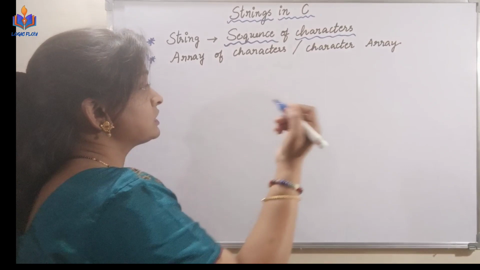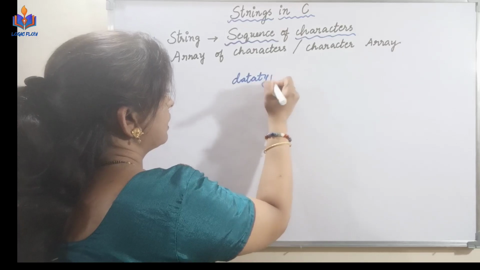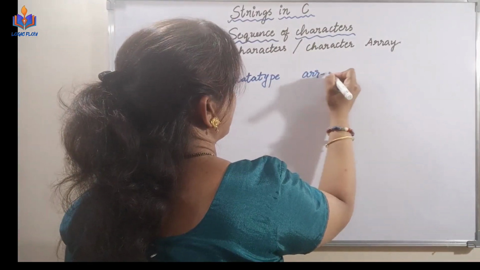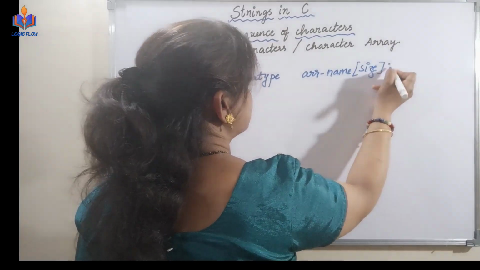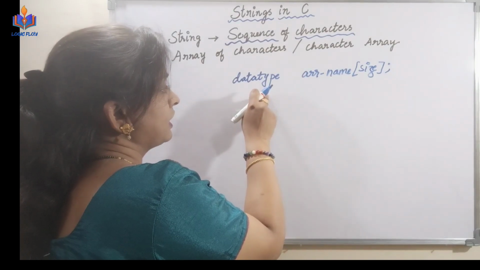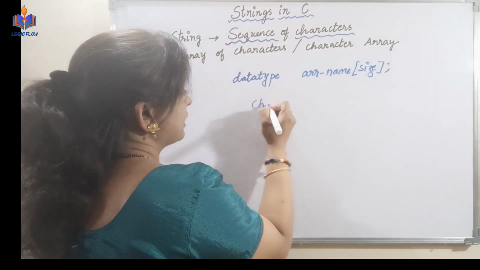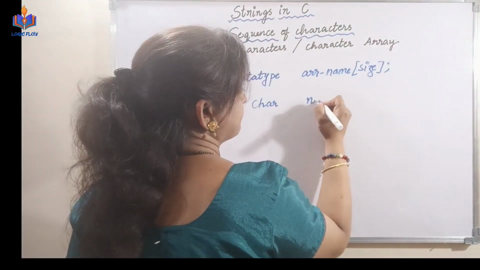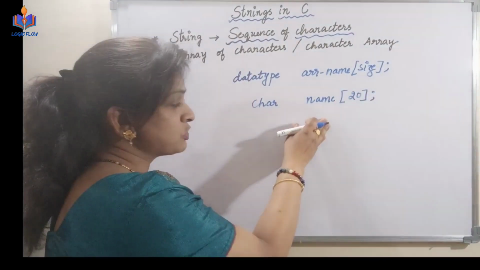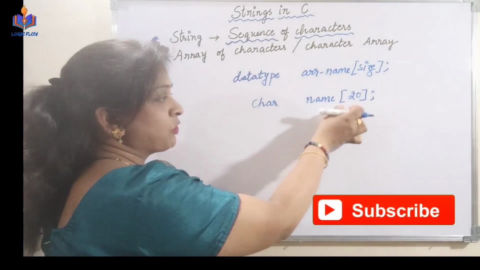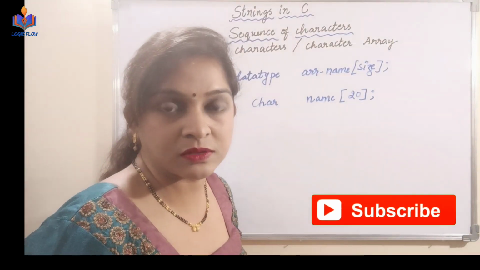For example, if I want to have an array, I need to mention the data type, then I need to mention the array name and its size. So if I say this data type as character, then it becomes a character array. Say for example, I'll say char, array name, name, of size, say 20. It means I have an array of character type that can store a maximum of 20 characters.